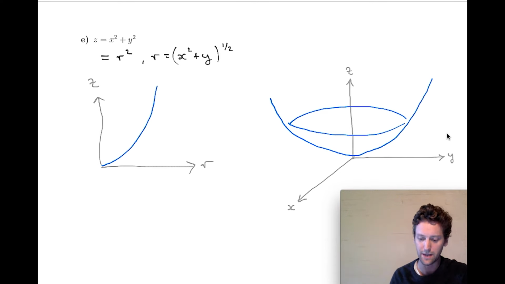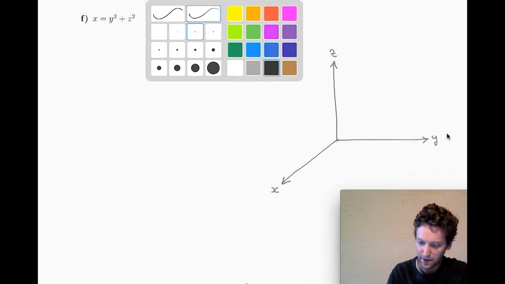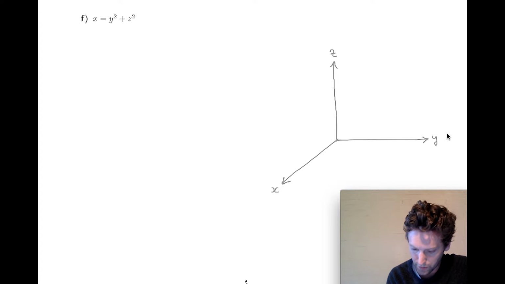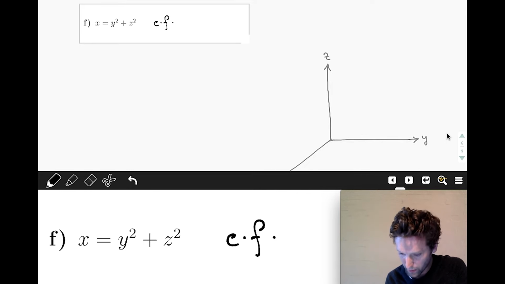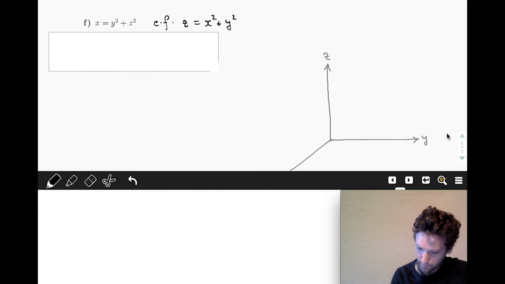Okay, so the last example here, example F, looks a lot like our example E. In fact, it's exactly the same, except that I've moved around some of the variables. X, Y, and Z have now become Z, Y, and X. So let's compare that with the example we just did, z is equal to x squared plus y squared. And you see that they're actually exactly the same thing if I just relabel my variables.